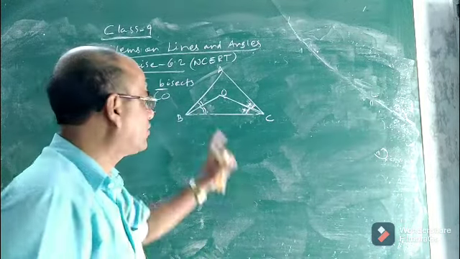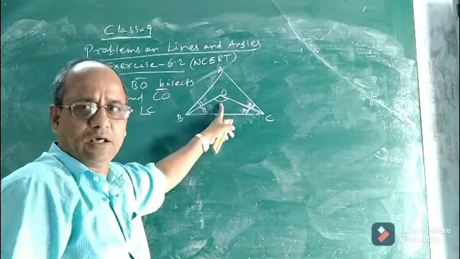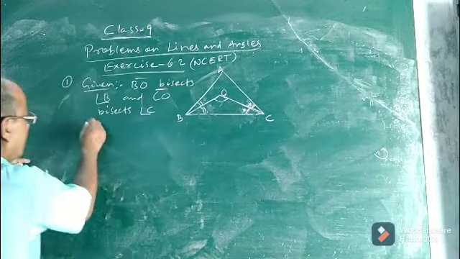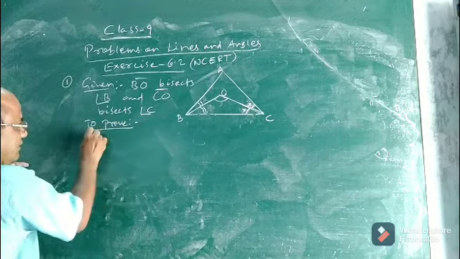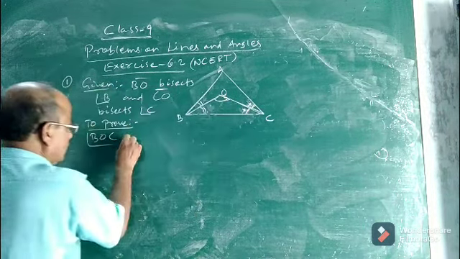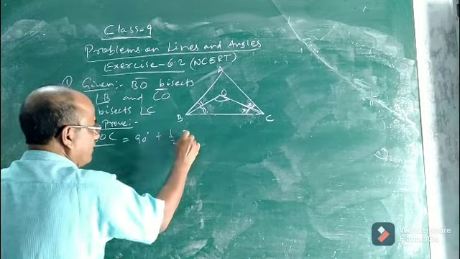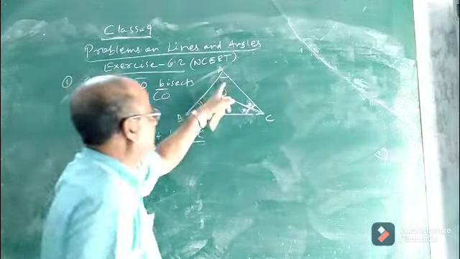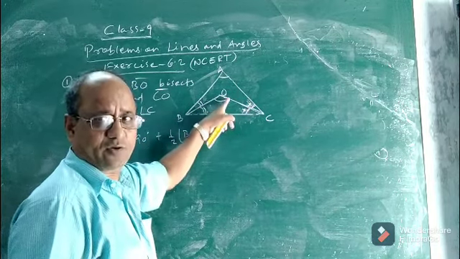Suppose it is given. So how will you prove? Look at this angle BOC. You have to prove that angle BOC is equal to 90 degree plus half of BAC. BAC is this angle.